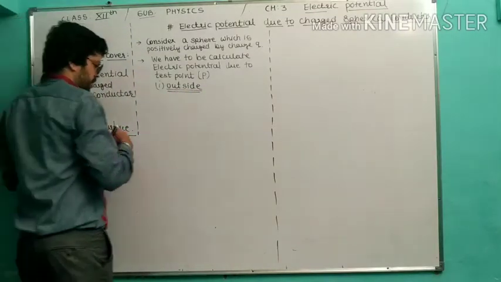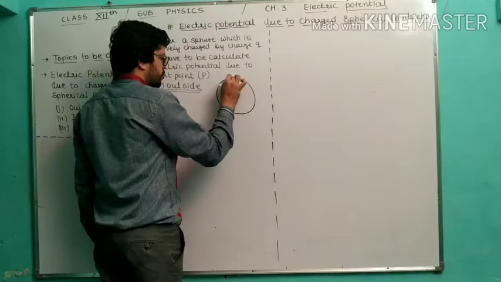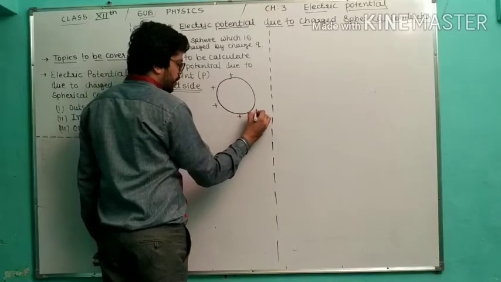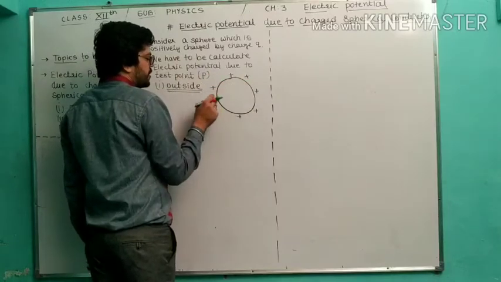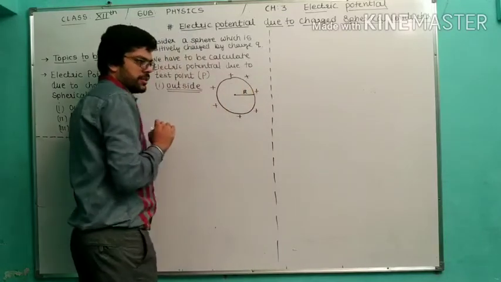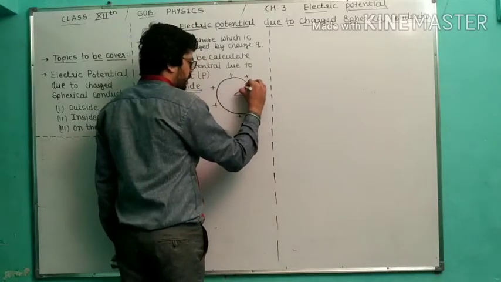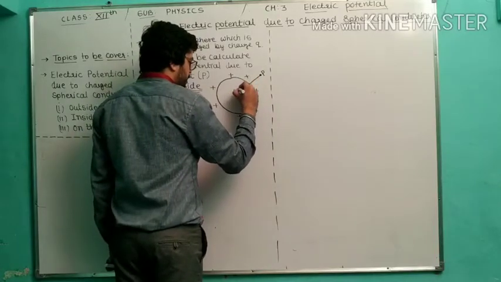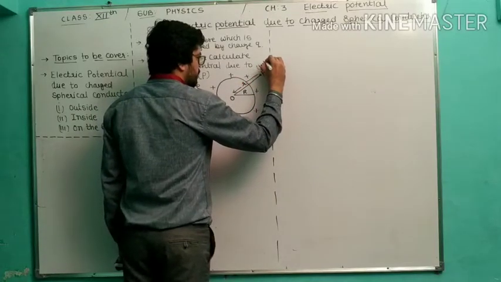So I am going to draw the diagram. If you have any problem, you can ask me anything in the comment section. This is your sphere. This is the positively charged distribution outside, because in your syllabus it is an outside distributed charge. Let us consider the radius of the original sphere is capital R. We have to find out electric potential at point P, and the distance between center O and this test point is small r.